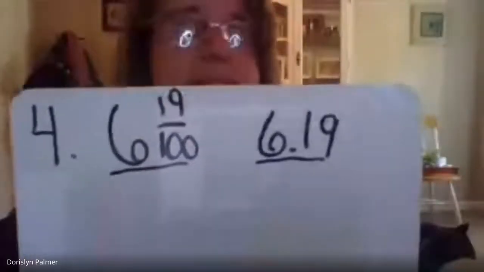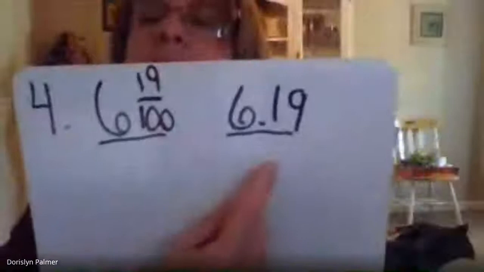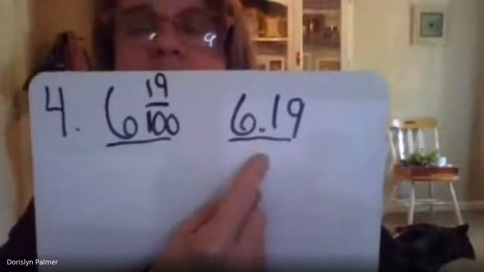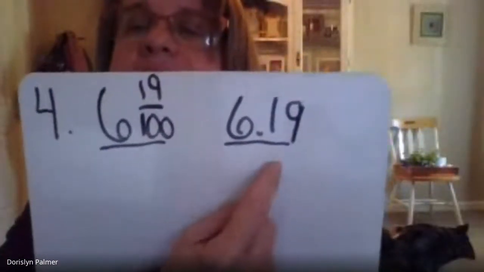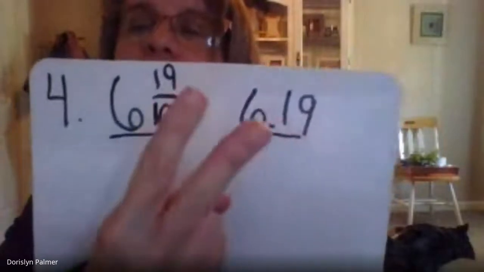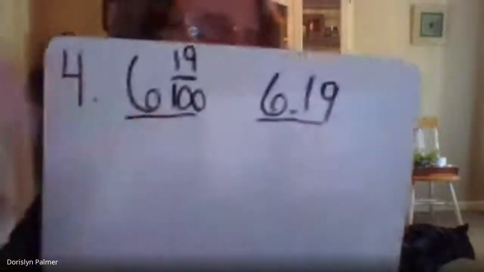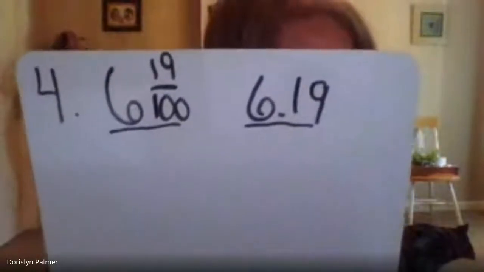6.9. You want 1900ths. So how would you write that? 6.19. Yep, 6.19. So we would read that 6, and then remember the decimal we say "and," 6 and 19, and we have 2 numbers there, so that's hundredths. 6 and 19 hundredths. Okay.